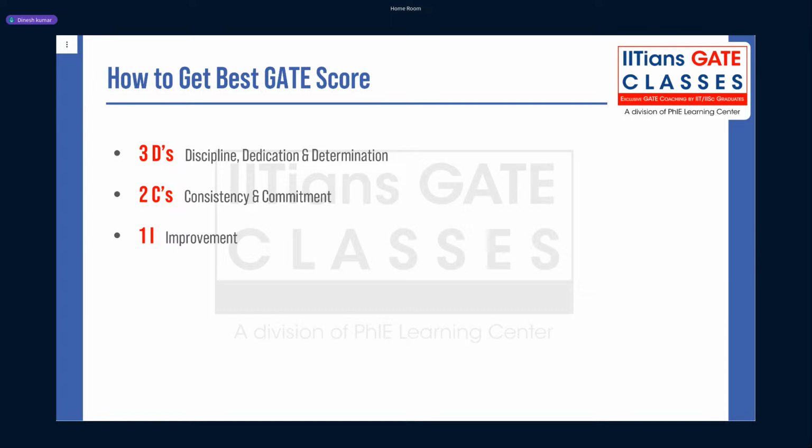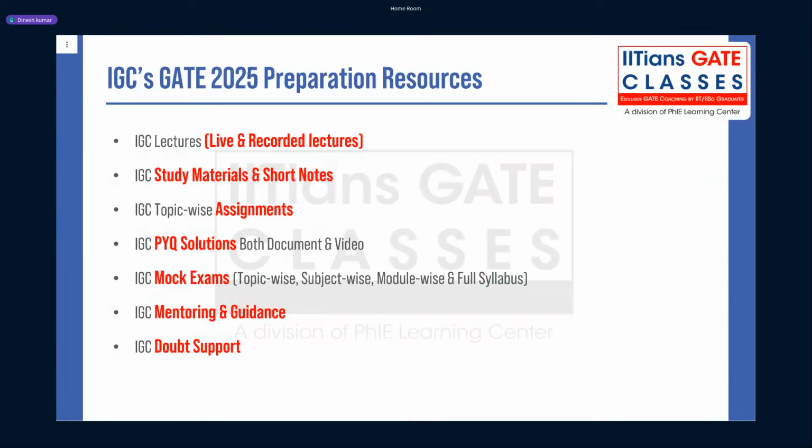So what is the key, or how to get the best GATE score? There are three simple things, the 3Ds. You need to have disciplined learning, dedication, and determination to get the best rank in GATE. Then 2Cs: you need to be always consistent and committed, be regular, and always try to improve. If you are an average student, you should always look for improvement. If you are a brilliant student, then you should work more on accuracy, revisions, and the practice part to get the best rank.